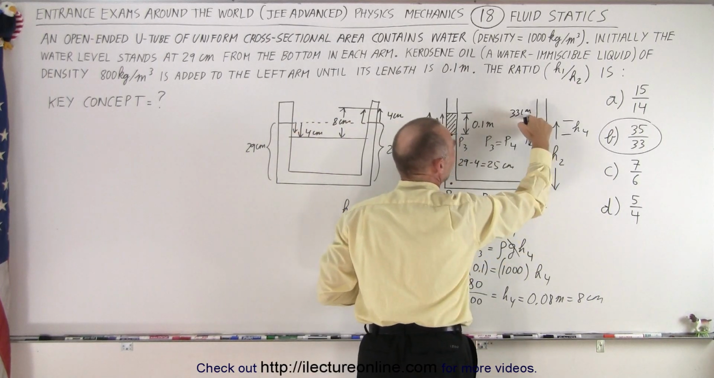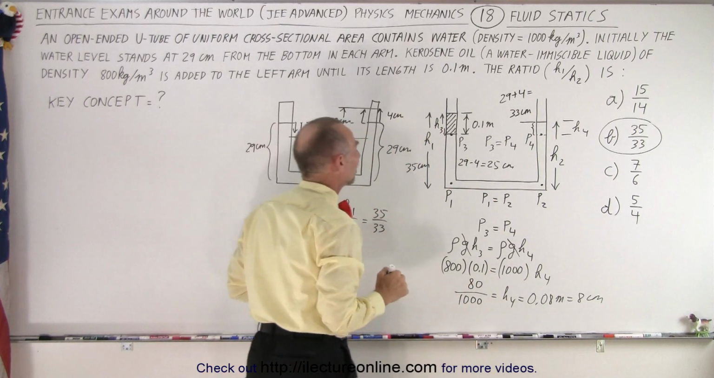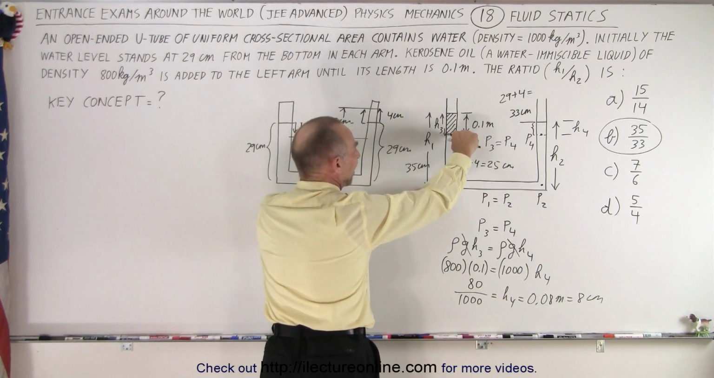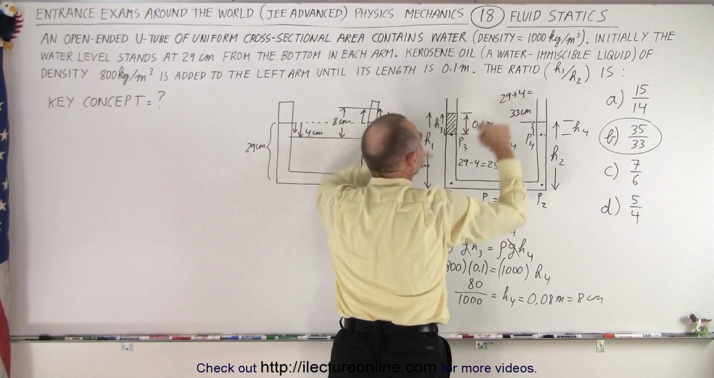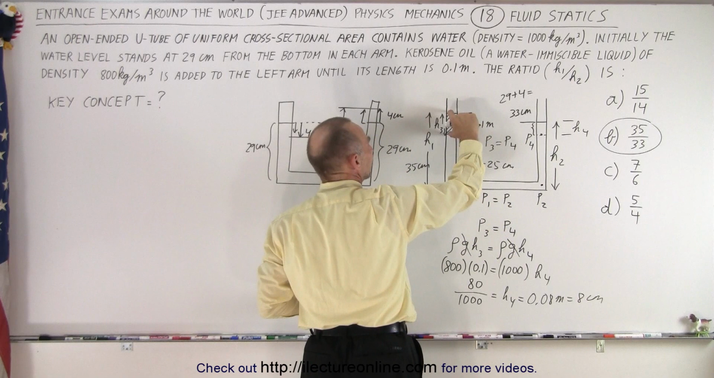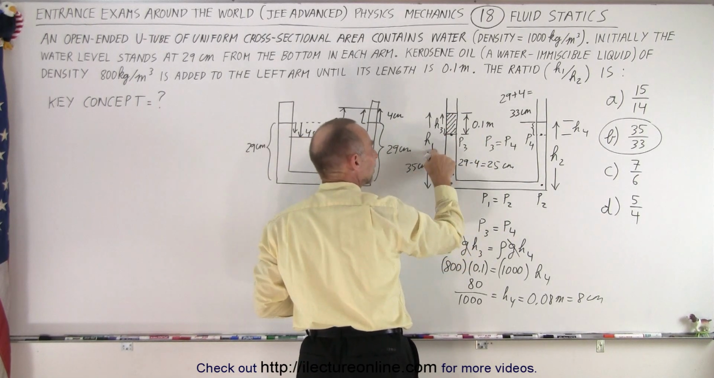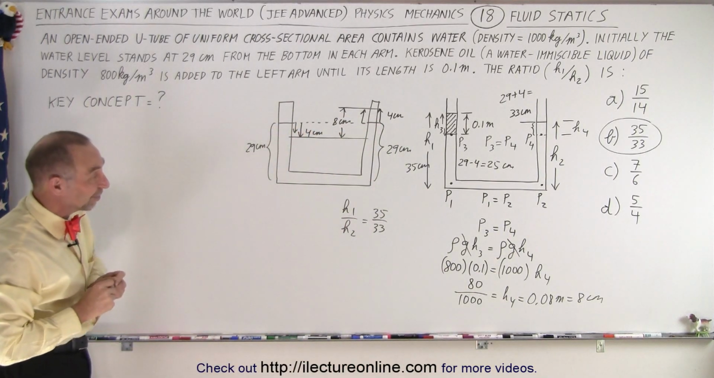So 29 plus 4 is now equal to 33 centimeters. This one went 29 minus 4 to 25 centimeters. So the difference between 25 and 33 is indeed 8. But then we added 10 centimeters of kerosene. 25 plus 10 makes 35 for H1. And now we've got the ratio. And so that is how this problem is done.